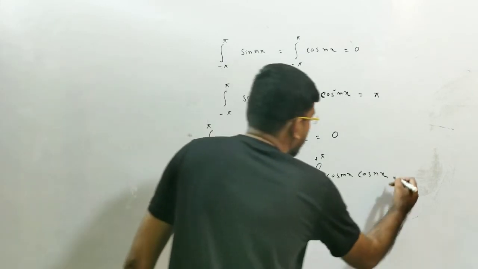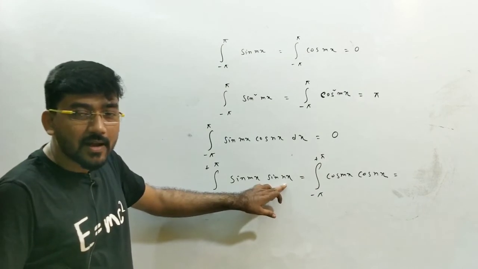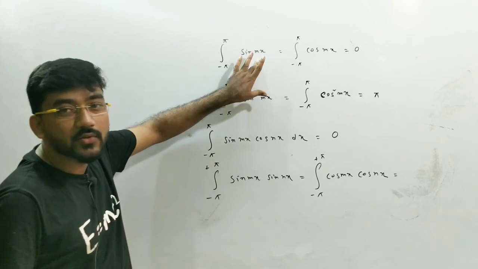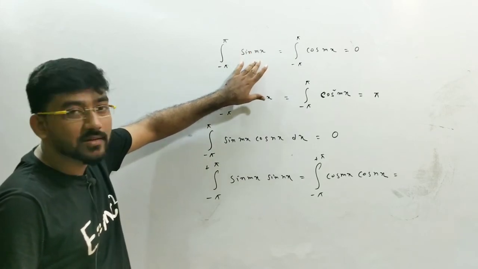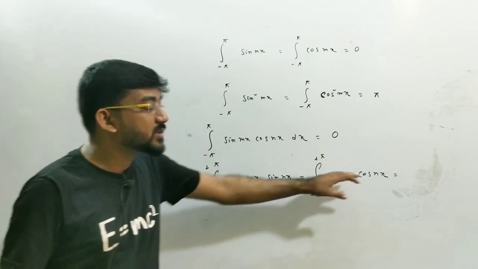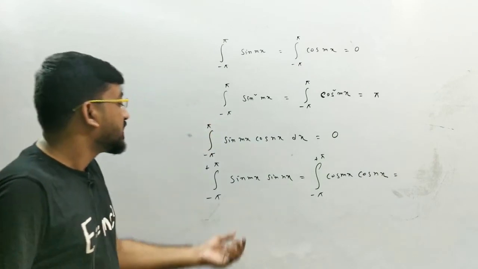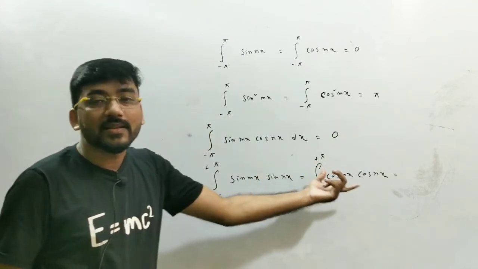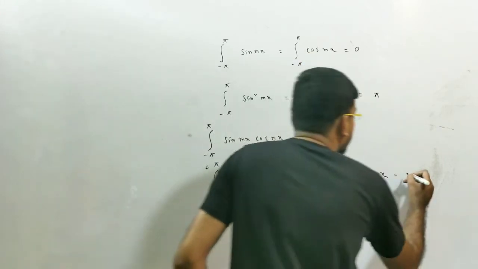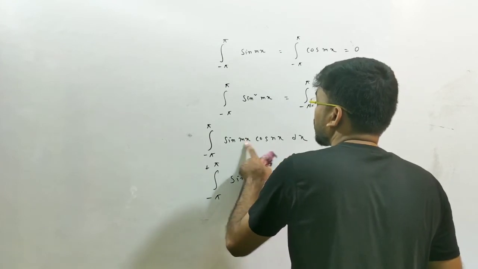2 kinds of result. If m and n are unequal, then you will get 0. This is sin a sin b, this is cos a cos b, and if you expand by using the trigonometric formula, then you will get m plus n or m minus n, something like that. So these results will be 0, but the sin mx cos nx result will always be 0, either m is equal to n or m not equal to n.